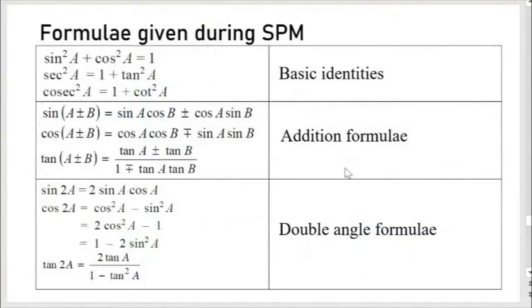So before we start our lesson today, I would like to do some revision of the formulas we learned in the previous topic. These are the 9 important formulas that you need to memorize. Besides these 9 formulas, you need to know that tangent equals sine over cos. This is the first thing. Then the reciprocals: secant, cosecant, and cotangent. Okay. Then these 9 formulas, the basic identities, addition formulas, and double angle formulas, are provided during the SPM examinations.